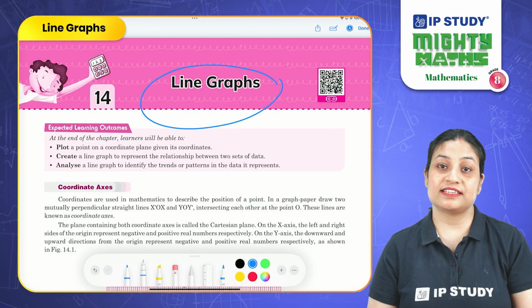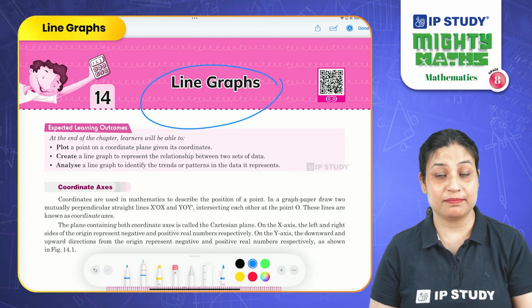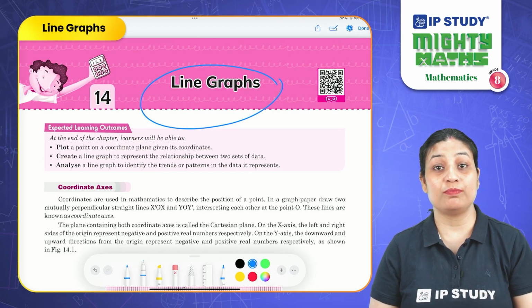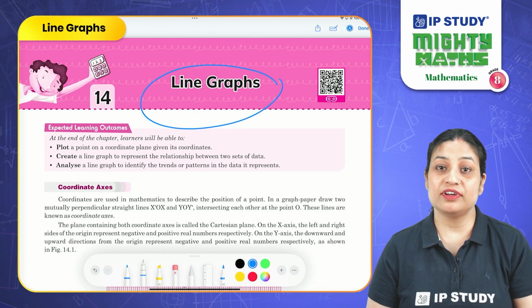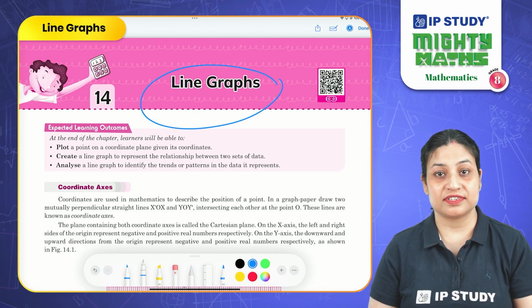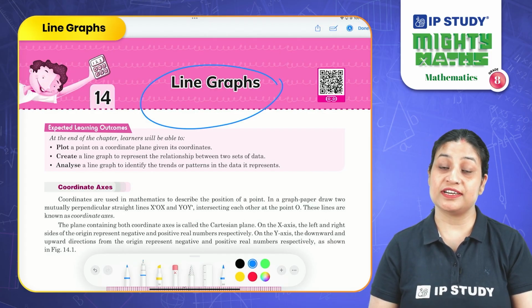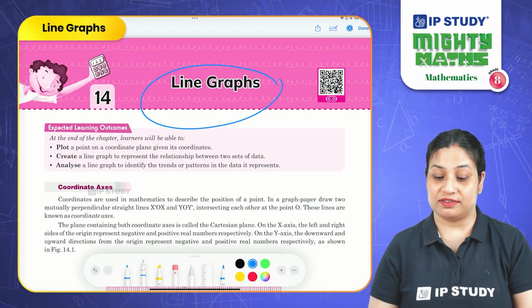First of all, we will discuss coordinate axes and the different quadrants that are made by these coordinate axes. Then we will discuss how to plot points on these quadrants and coordinate axes. Thereafter, we will discuss graphs, line graphs, linear graphs, and how to make and plot these graphs. Thereafter, we will try to interpret some line graphs as well. So without wasting our time, let's start the lecture.